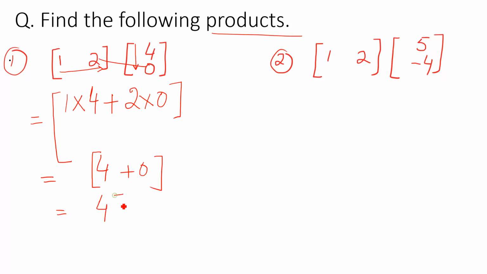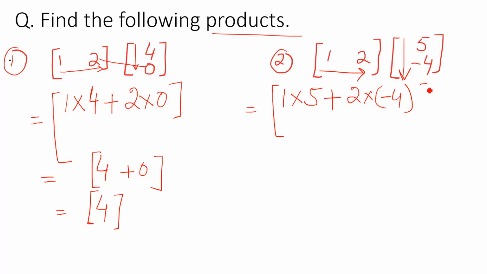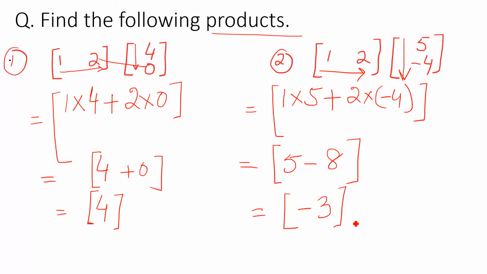4. Right? Okay. Move on to the second one. 2 columns, 2 rows. Yes, you can multiply. How you will multiply? This is the row with this column. 1 multiply by 5. Then you have to use a positive sign to multiply by negative 4. Here, 5 minus 8, which will be equal to negative 3. And this is the answer.